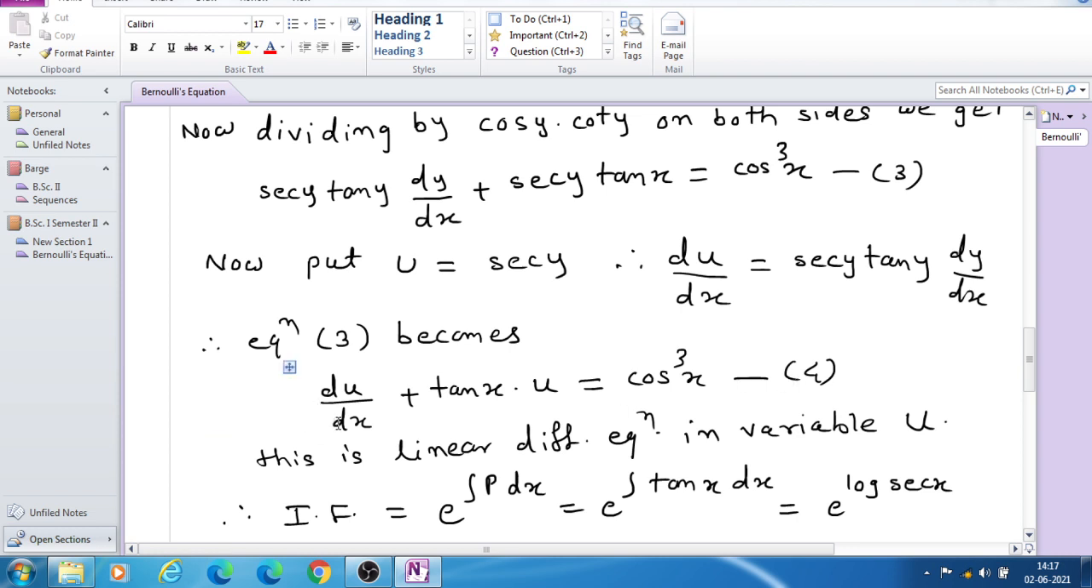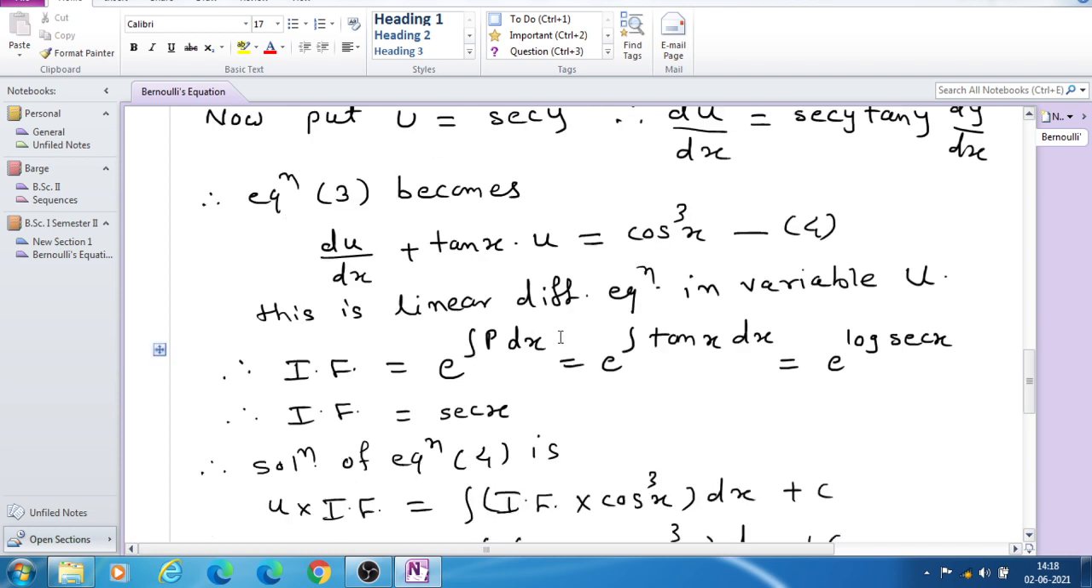Therefore here is only du by dx plus the sec y is we have put for it u. Therefore this is tan x into u is equal to here right hand side as it is cos cube x. Now this is a linear differential equation. Instead of y, here variable is u, du by dx plus p means tan x into u is equal to q. P and q are functions of x. So this is linear differential equation in variable u.